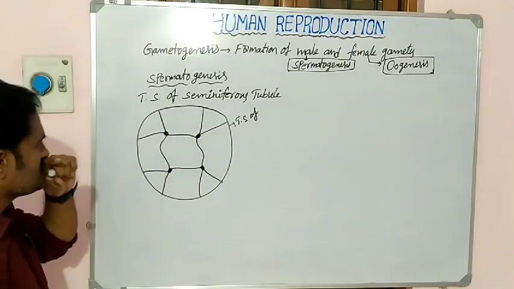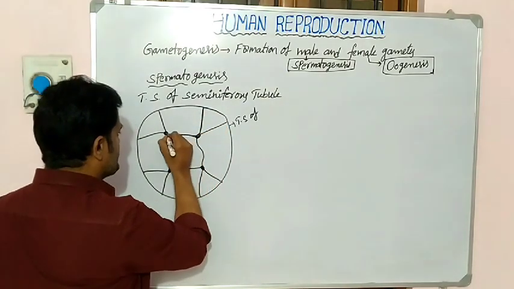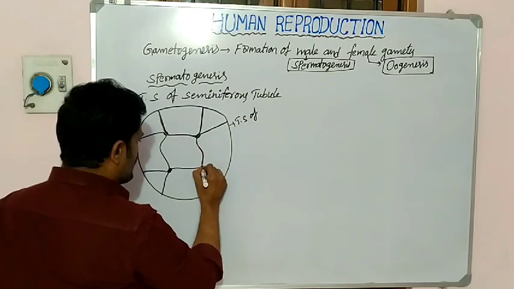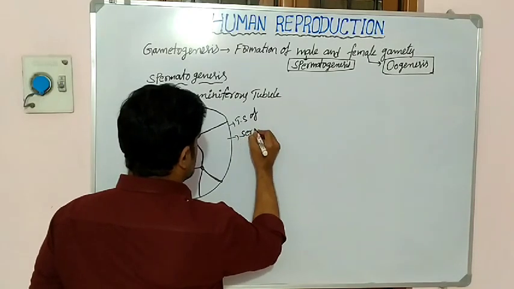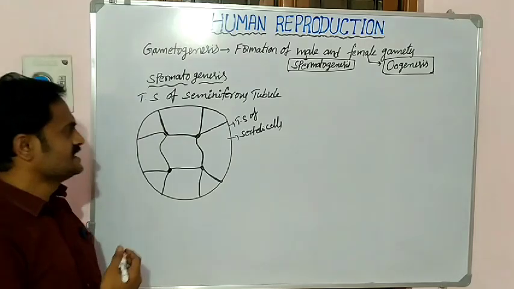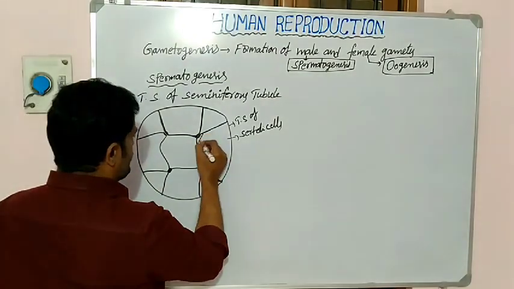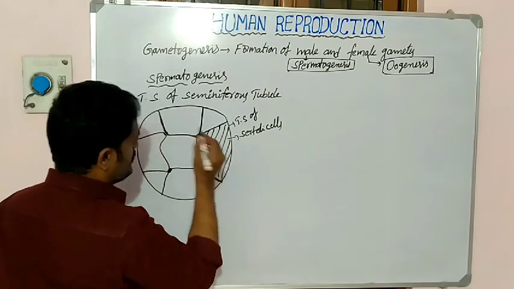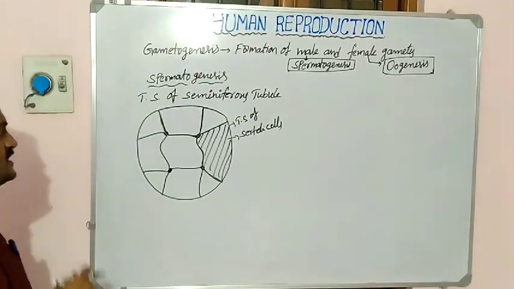These huge cells we call Sertoli cells. See, each cell is called a Sertoli cell. So for understanding purpose, I will draw here. See, this is one Sertoli cell. Like this, all are called Sertoli cells.